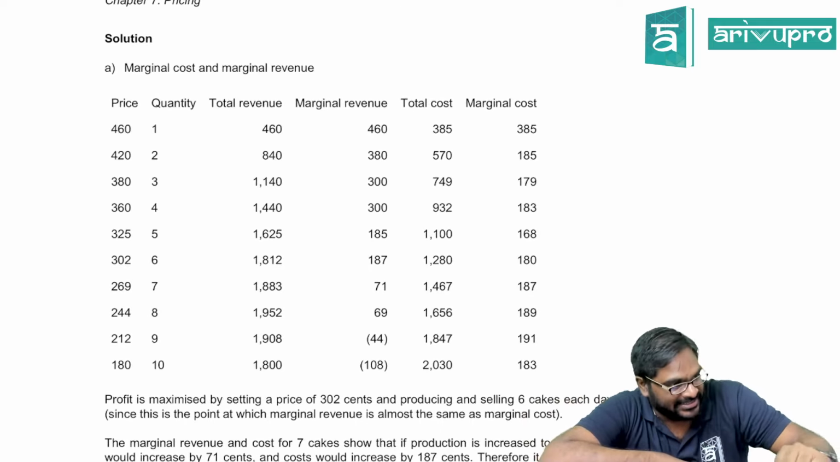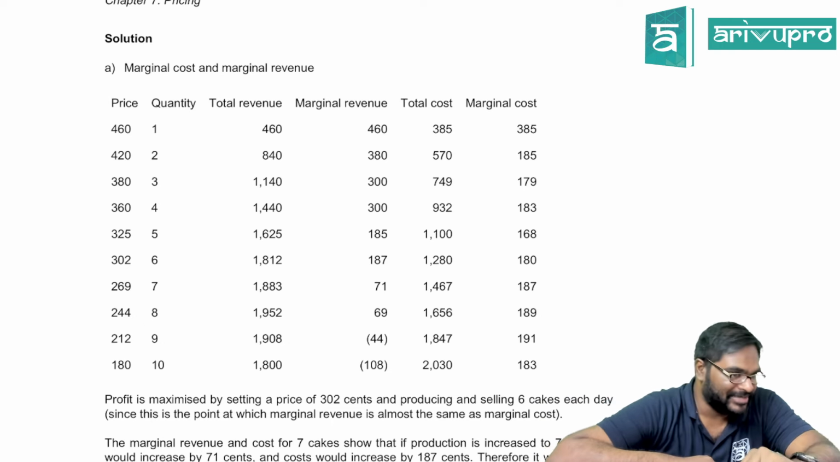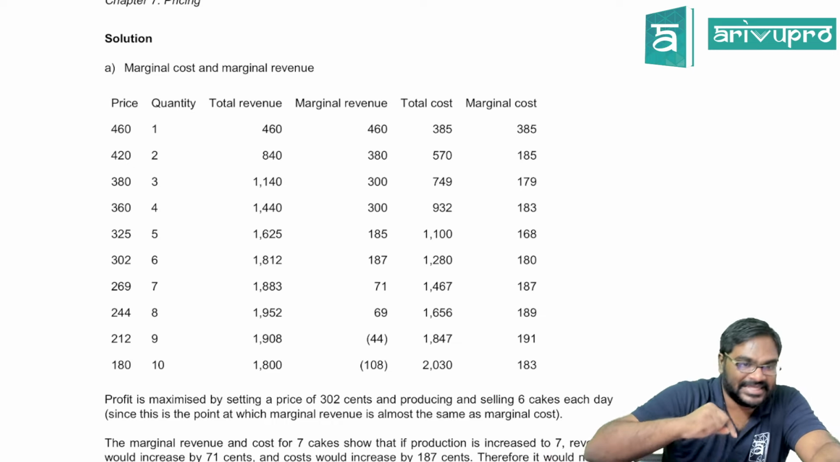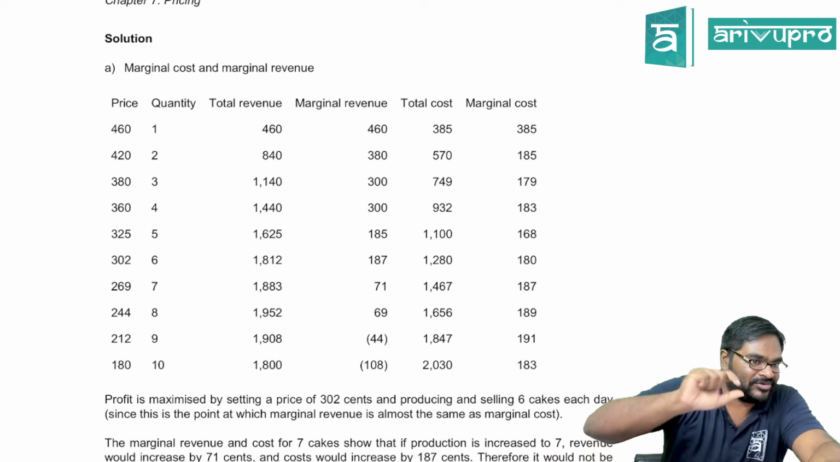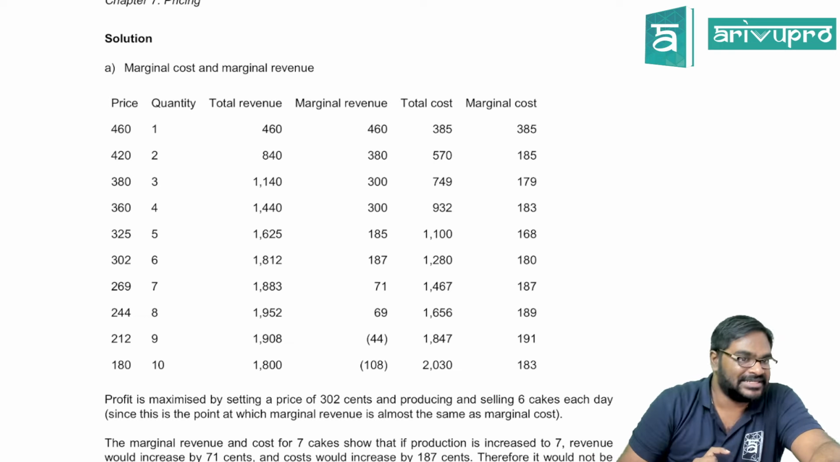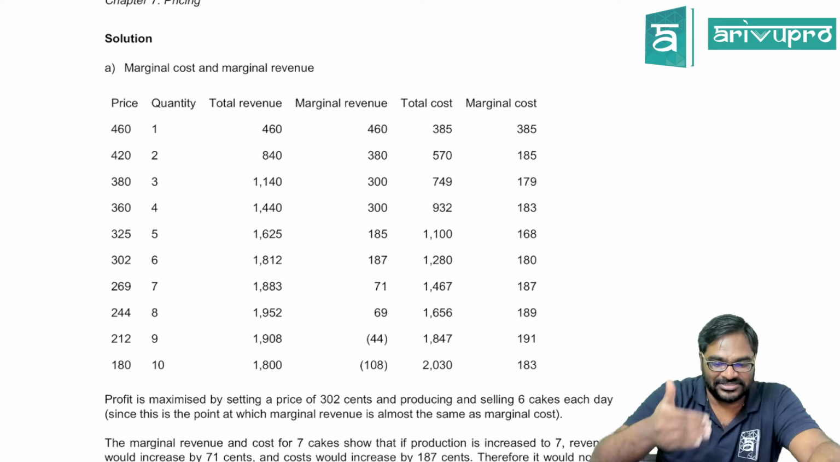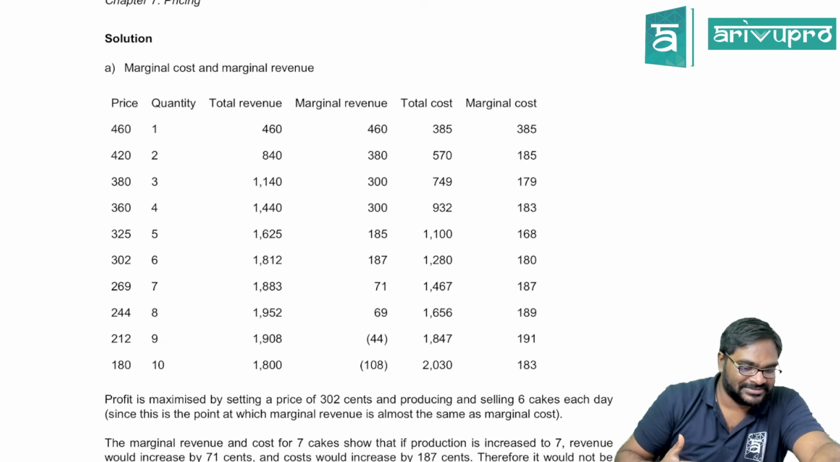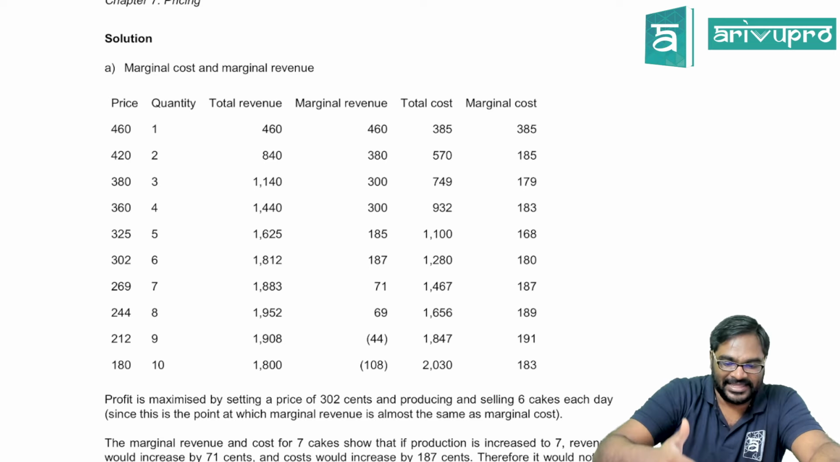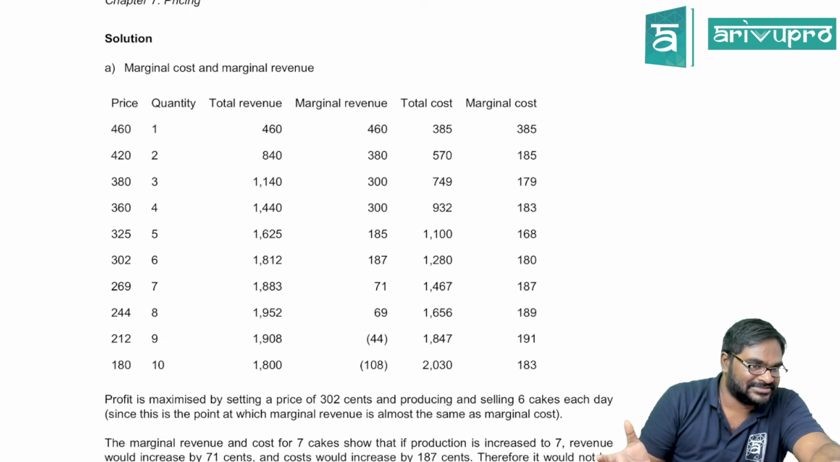We have the price, quantity. Price into quantity would be my total revenue. Then I can take the gap, right? At each point, how much is the incremental revenue? That would be my marginal revenue. Agree on that? Right. Cost also I can do the same thing. I can have the total cost. Each point, the gap in the cost would be my marginal cost.